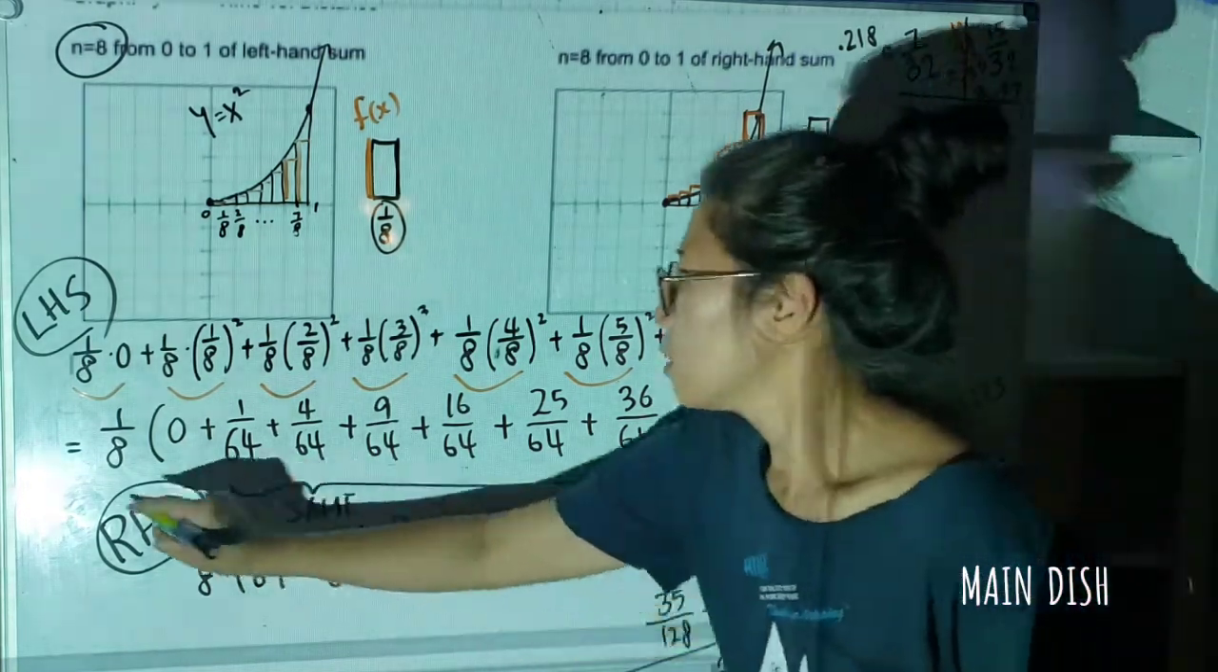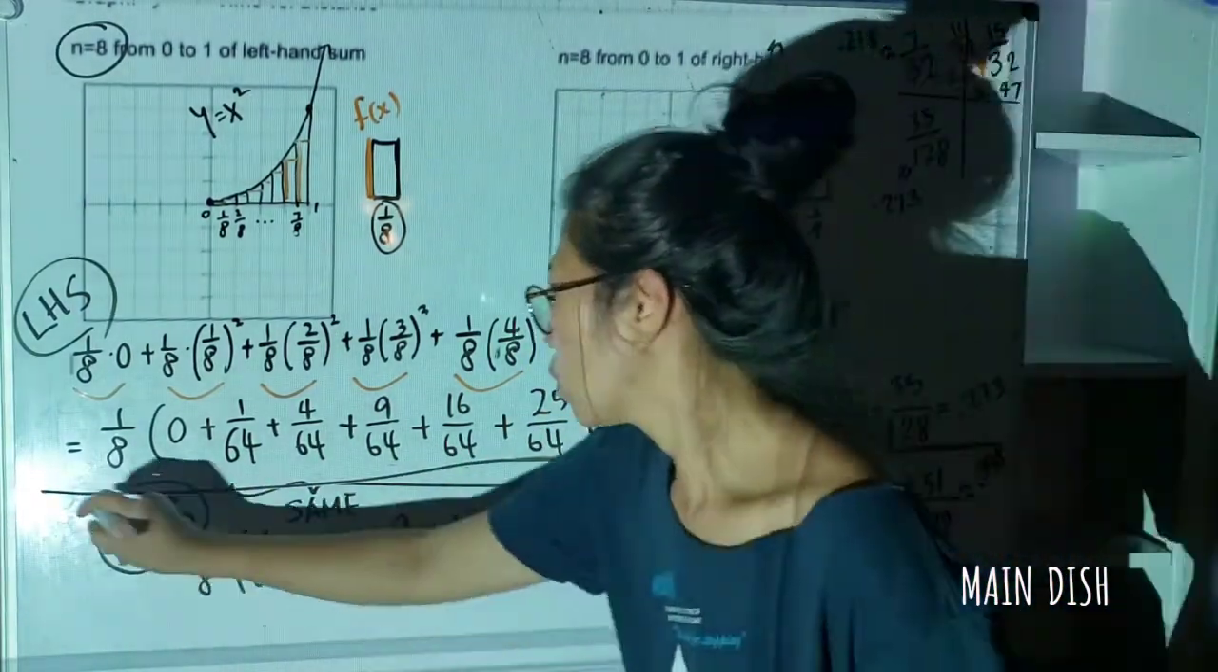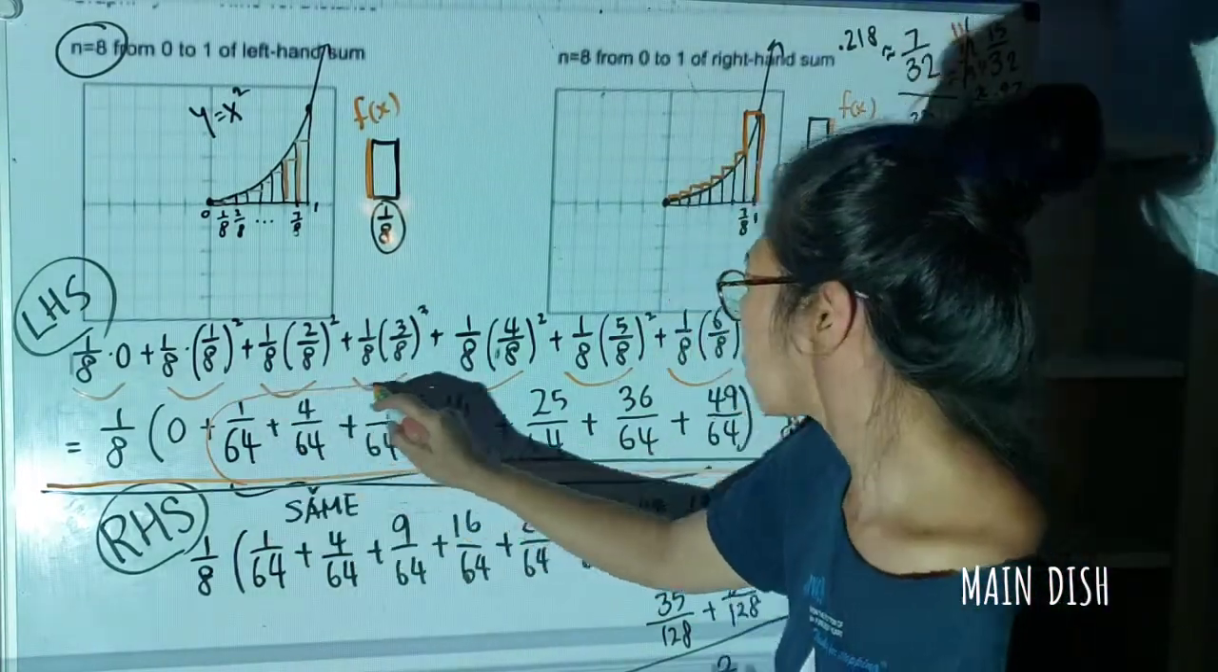And that was my left hand sum. But in order to do the right hand sum, I kind of use the previous one, because I know that first this guy is going to repeat.